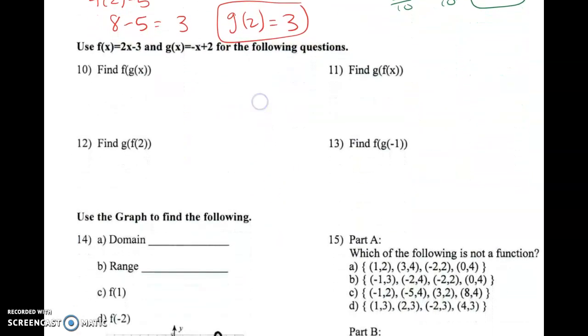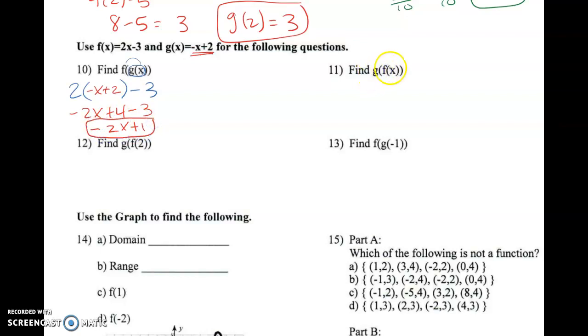Alright, for these bottom ones, it says to use that f of x equals 2x minus 3 and g of x equals negative x plus 2 for the following questions. So for number 10, it says f of g of x. So start with f, because this is saying plug function g into f. So f is 2x minus 3, and I'm plugging in the whole function for g, which is negative x plus 2. If I simplify here, I get negative 2x plus 4 minus 3. So negative 2x plus 1.